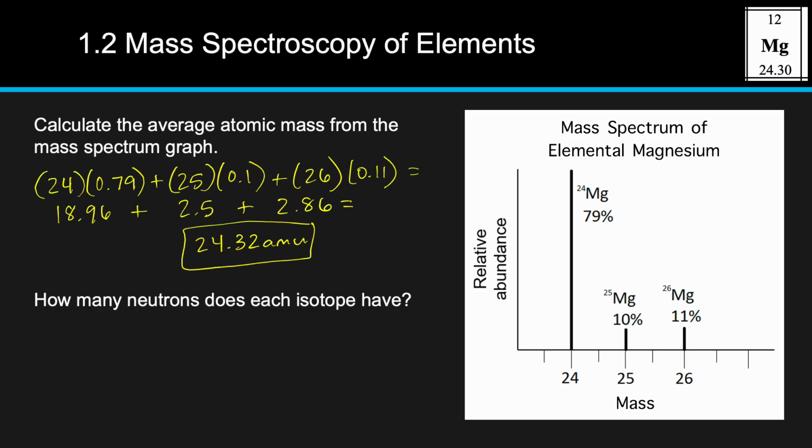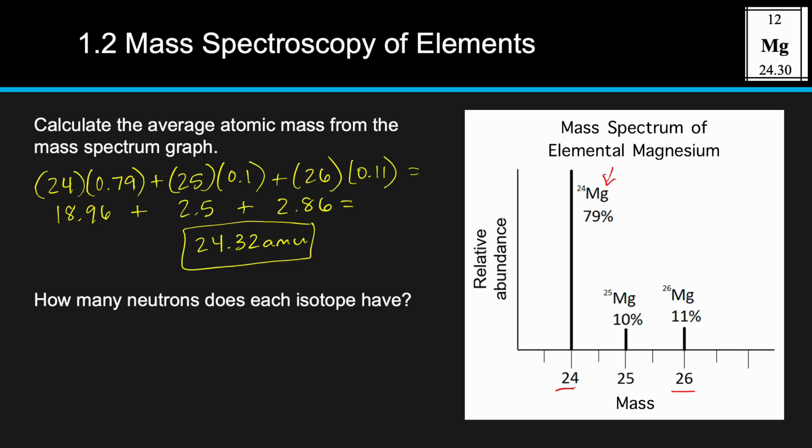And when you do that, you should get 24.32, which again goes with what we see on the mass spec. Since we know the number has to be between 24 and 26, and magnesium-24 is so much more abundant, we can assume that the average atomic mass is going to be much closer to 24 than it is to 26. And then how many neutrons does each isotope have?